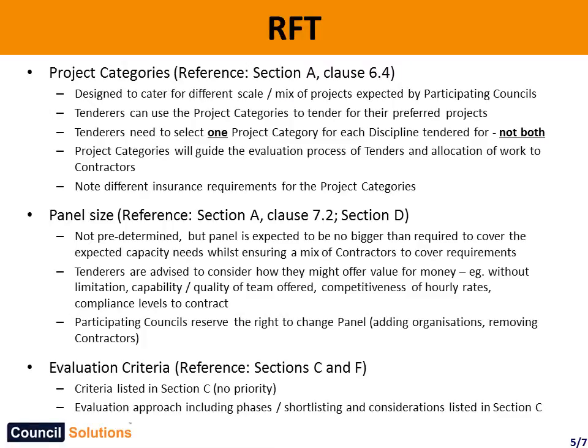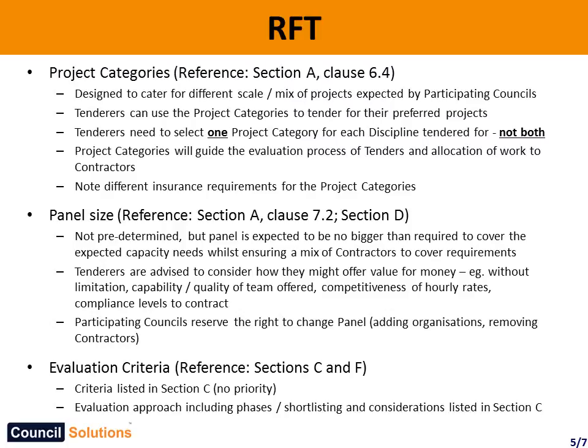Clause 6.4 of Section A discusses the project categories. These have been designed to cater for the different scale and mix of projects that are expected by the participating councils. Tenderers can use the project categories to tender for their preferred type of project. Tenderers need to select one project category for each discipline that is tendered for, not both. Project categories will guide the evaluation of tenders and subsequently the allocation of work to contractors. Please note the different insurance requirements for the project categories.